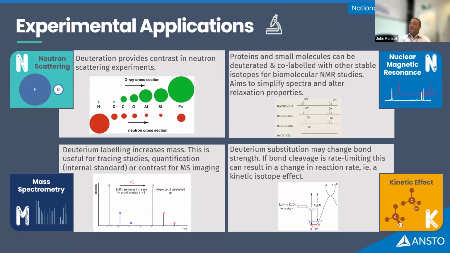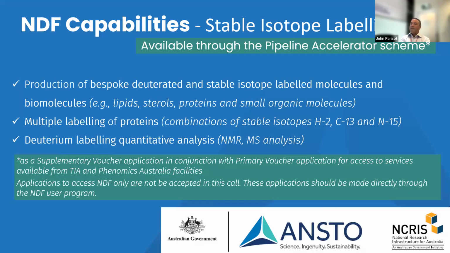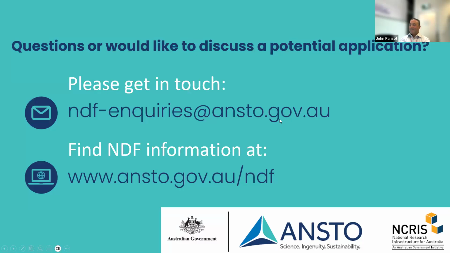So on the next slide, Stuart, just to summarise, the NDF capabilities I've just mentioned are available through the Pipeline Accelerator scheme as a supplementary voucher. We can produce bespoke deuterated or stable isotope molecules, get multiple labelling of proteins with different combinations of isotopes, and it will help with the quantitative analysis as I just described. And I think I've got on the next slide, Stuart, who to reach out to apart from us.